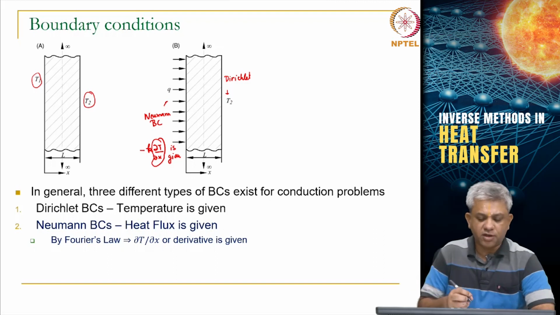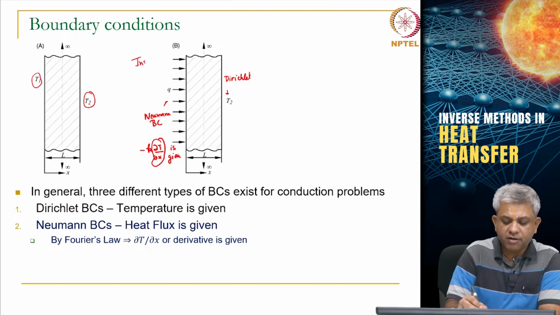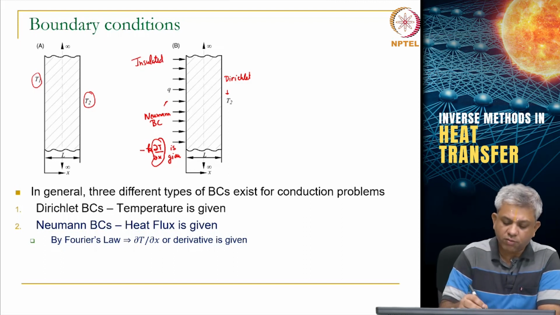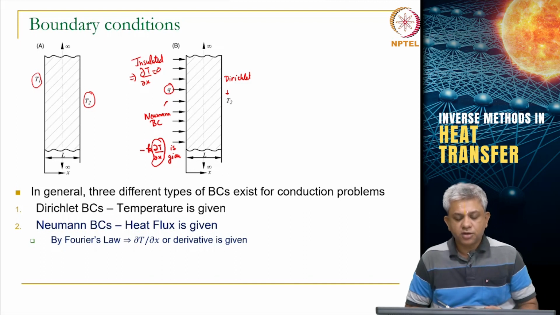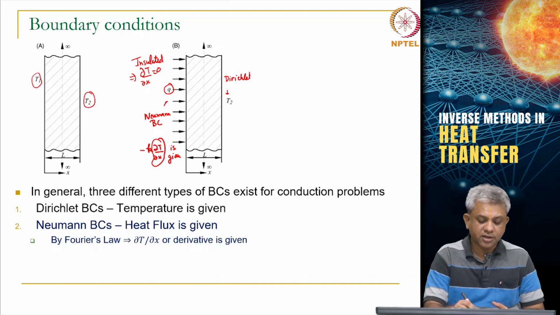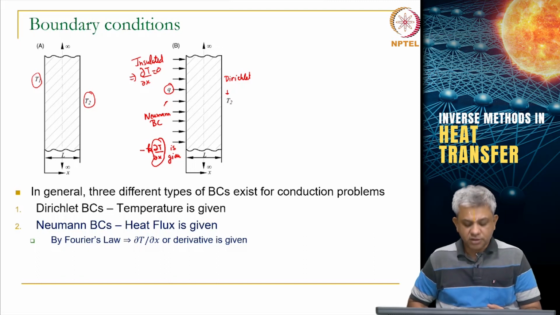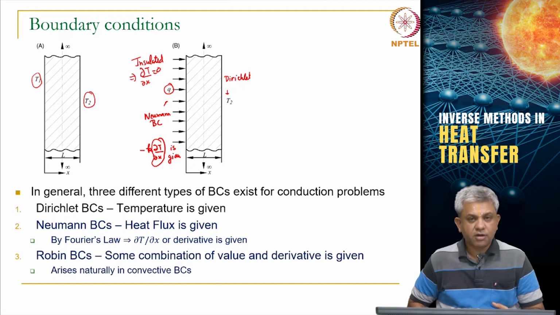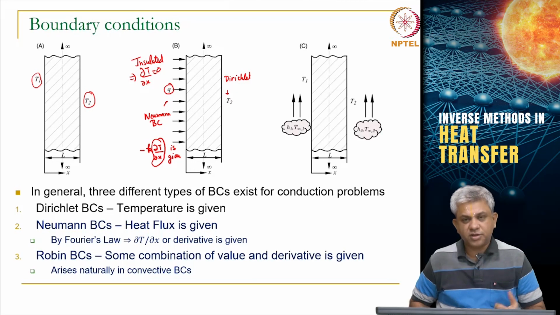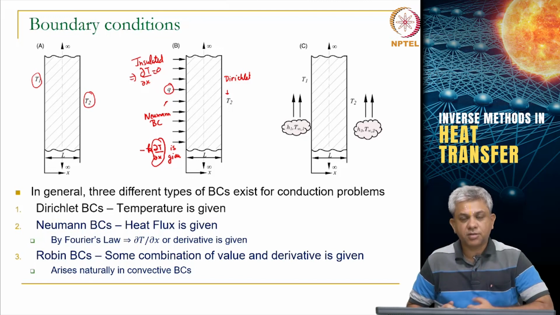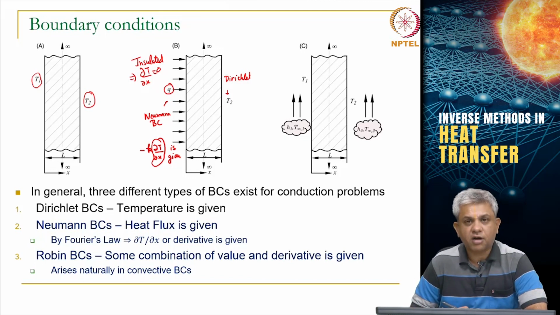A special case of this is if something is insulated. If something is insulated, then what we would have is del T del x equal to 0, because it corresponds to the Q equal to 0 case. So, therefore, it is the same as saying del T del x is 0. So, you can apply the Neumann boundary condition with 0 on the right hand side, and that will give you the insulated condition. The third, which in some sense probably is most practical, are Robin boundary conditions.